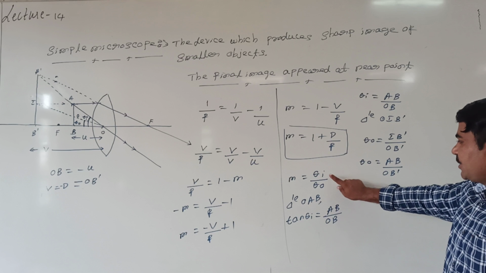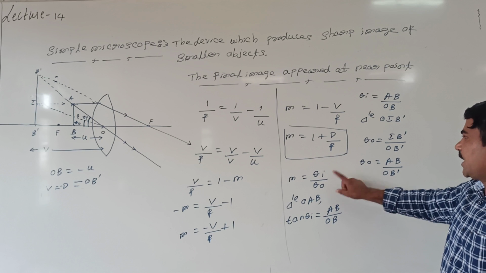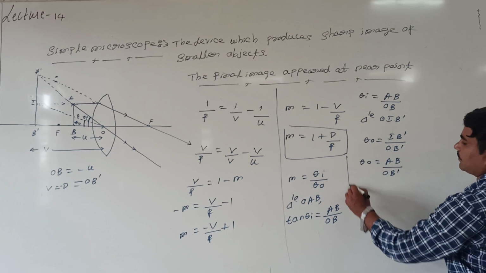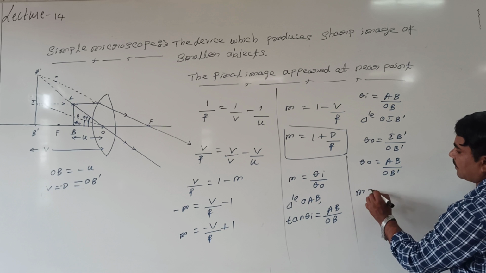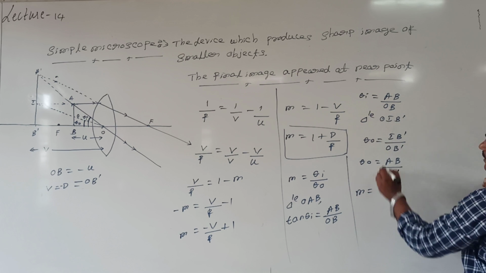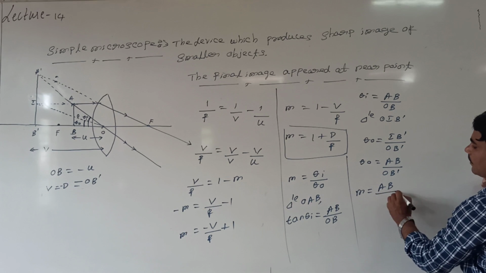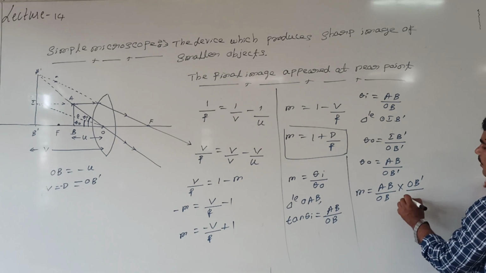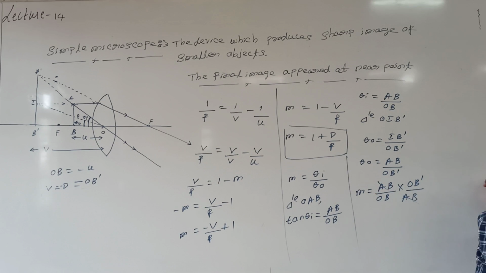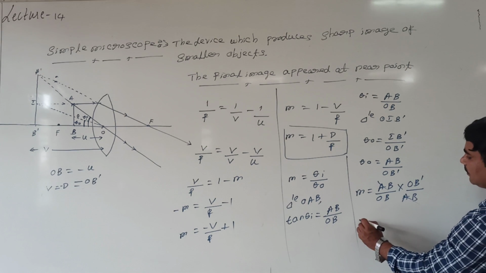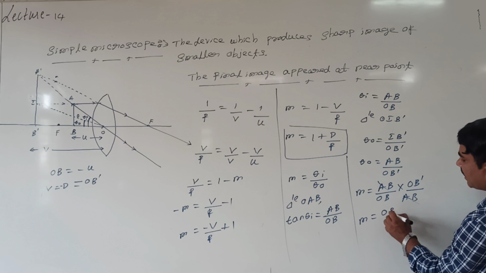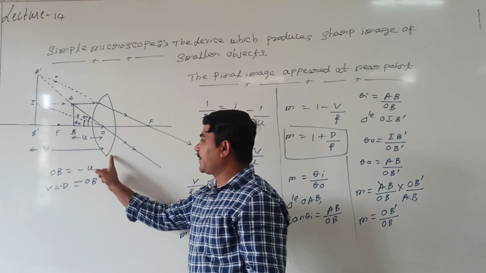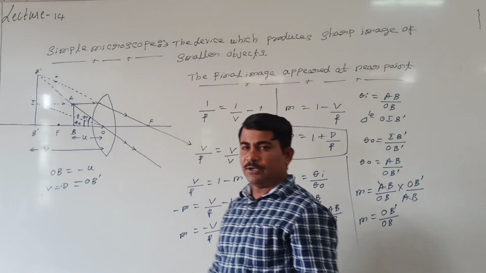Now we can define angular magnification. That is theta naught divided by theta I, actually it is tan theta, and theta is very, very small, so tan theta is nearly equal to theta. So M is equal to theta naught, which is AB divided by OB dash, whole divided by AB divided by OB. This AB gets cancelled. What is the linear magnification then? Linear magnification is equal to OB dash divided by OB. What is OB dash? That is minus V, and OB is equal to minus U.